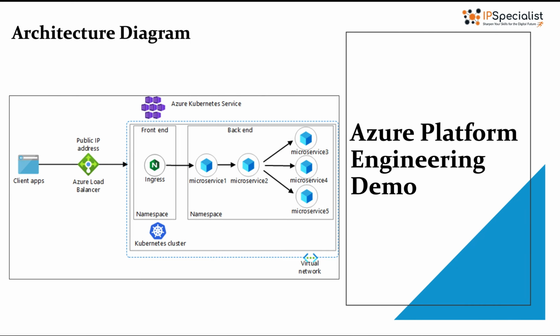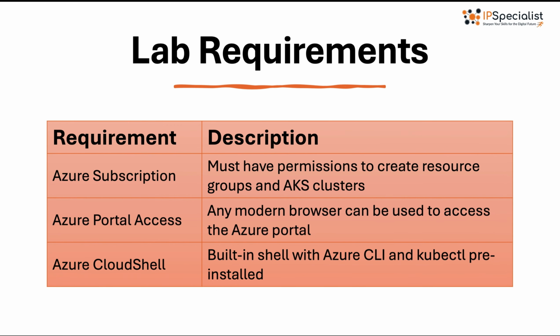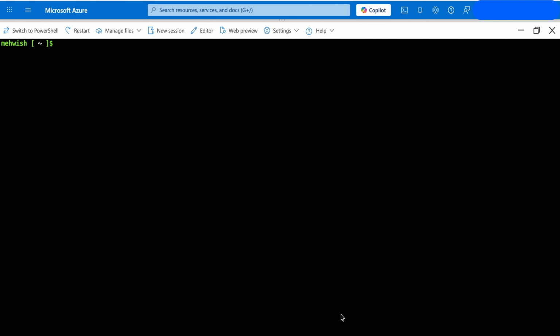In short, this architecture mirrors what we did in AWS, providing a production-ready, scalable Kubernetes platform, but this time using Azure native services. Now, before we begin, let's quickly look at what we need for this Azure lab. An Azure subscription with permissions to create resource groups and AKS clusters, a browser with access to the Azure portal, and we'll use Azure Cloud Shell, so you don't need to install any CLI tools locally. All the commands will be run inside Azure Cloud Shell, and I'll share them in the video description for you to follow along.